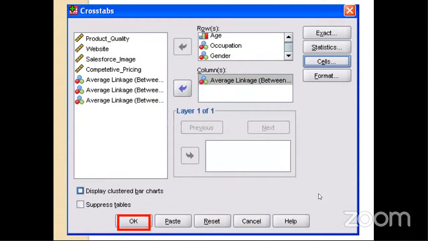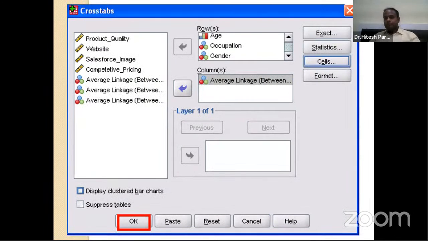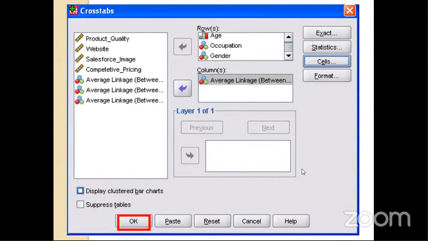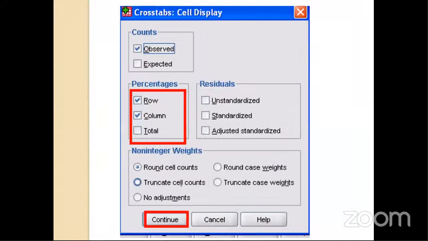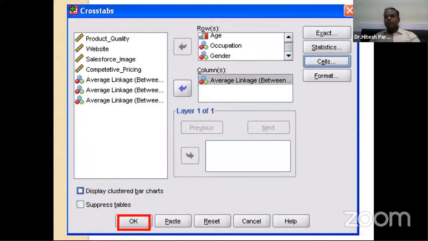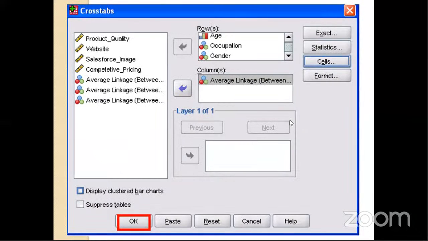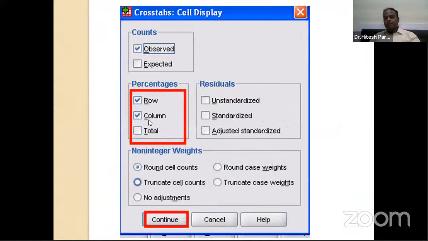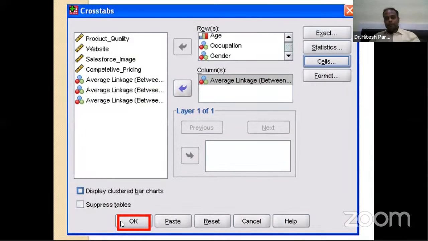When I'm clicking on statistics, my version is showing chi-square and correlation. Yeah, this I'm not getting. Sorry, you need to click on Cells, not Statistics. Cells. Yes. And then you will find this one. Row percentage, column percentage, and continue. And then you will just click OK, so you will get the output.